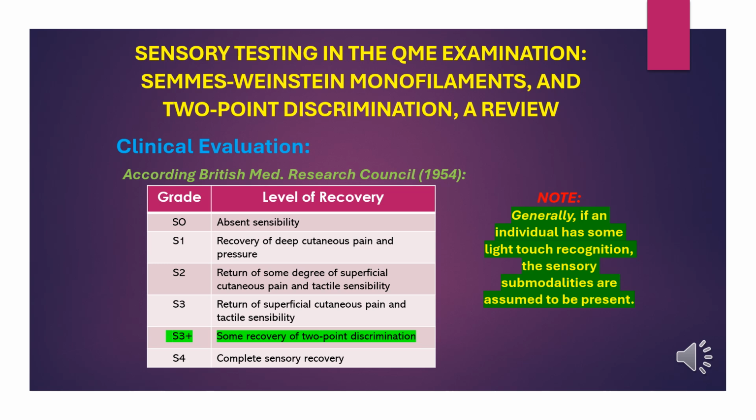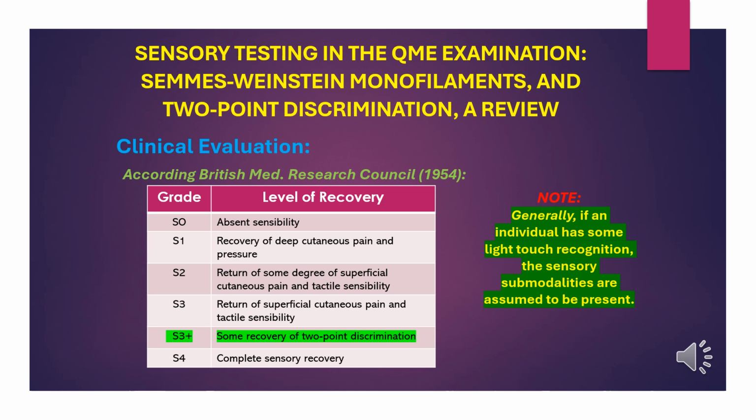Now, the grading system introduced by the Nerve Injuries Committee of the British Medical Research Council in 1954 described 6 levels of sensory recovery after a nerve injury. These levels are still used today to describe sensory changes. I want you to note what I highlighted as well, which we will talk about later in this presentation.